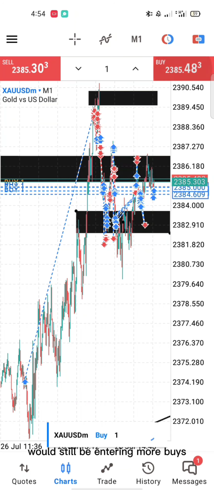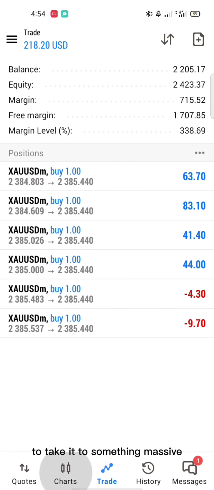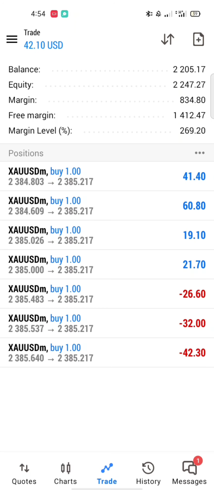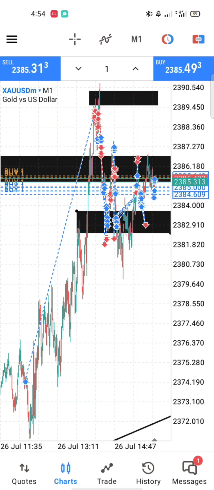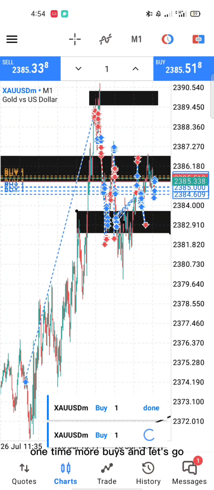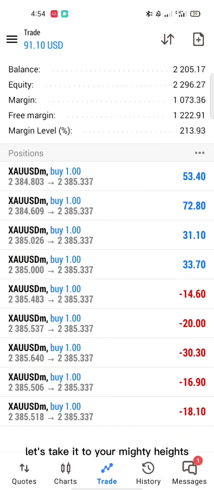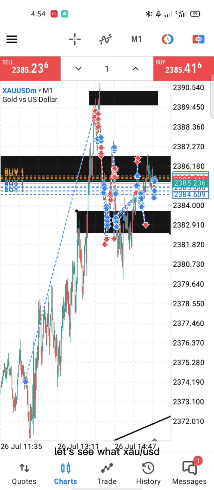We see entering more buys to take it to something massive. I'm entering more buys, and let's go. This buy is enough for this trade. Let's take it to a mighty height. Let's see what XUSD has.